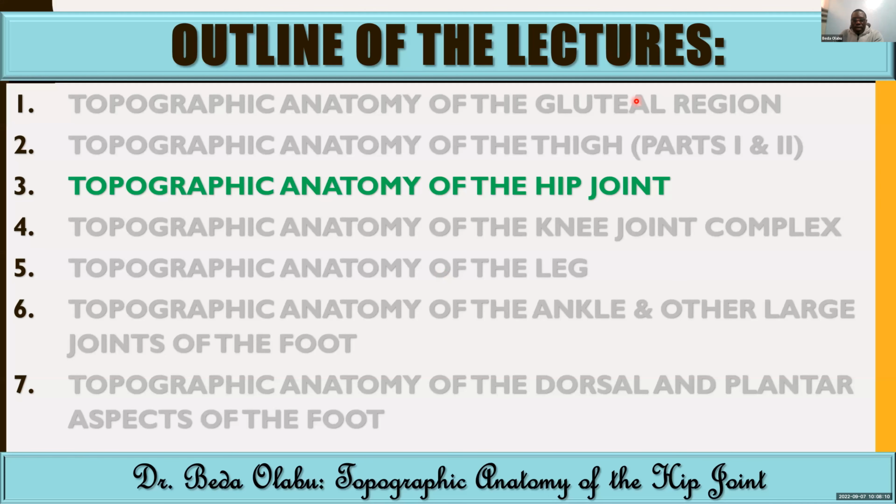To bring you to perspective, we've been doing a series of topographic anatomy of the lower limb. I've already done that of the gluteal region, also that of the thigh, and that one we did in two parts. Now we are looking at the third component, which is basically the fourth lecture on the topographic anatomy of the hip joint. There are yet other lectures to follow, so you can also watch out for them.